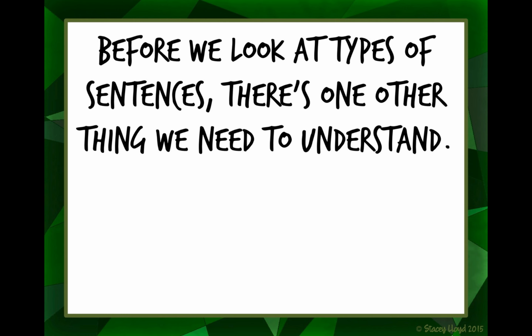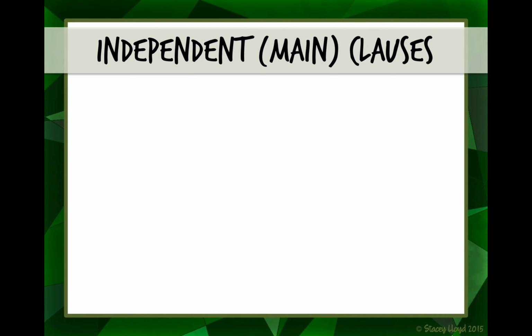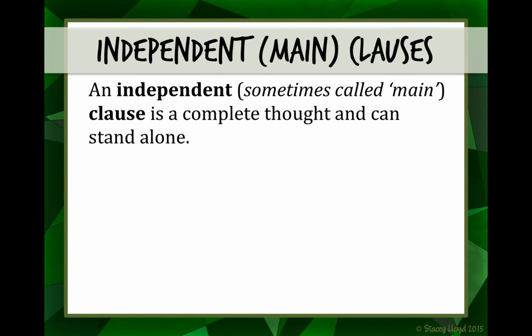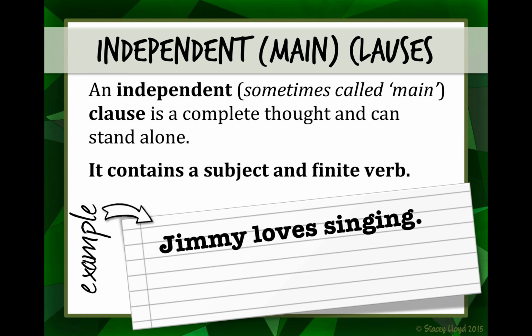Before we look at the types of sentences, there's one other thing that's really important that you need to understand. And this is independent clauses, or we can call them main clauses, and dependent clauses, which we call subordinate clauses. So you're going to hear those two terms quite a bit next year. So let's look at independent clauses right quick. So an independent clause is a complete thought, and it can stand alone. It's independent. So it contains a subject and a finite verb.